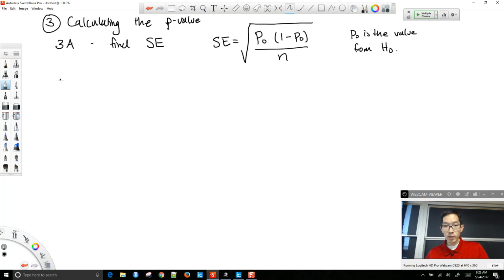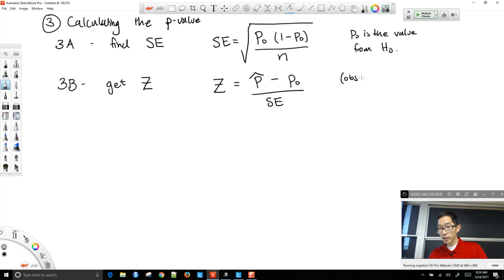Okay, once you have your standard error, the next part is to get a z-score. Z is going to be p hat minus P0 divided by the standard error. It's kind of in the form observed minus expected. We're comparing the reality versus our expectation, divided by the standard error.